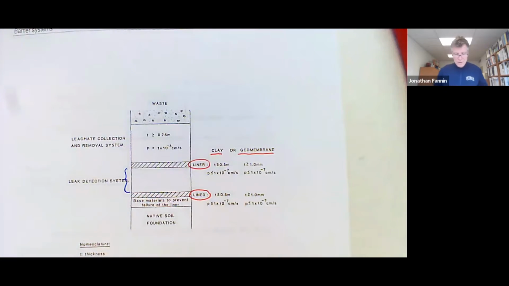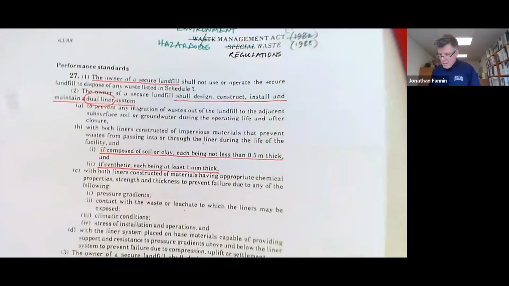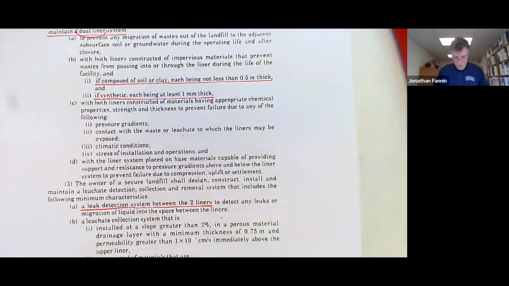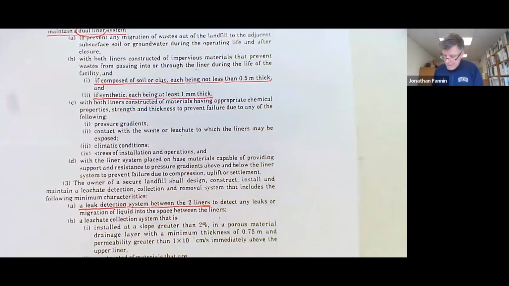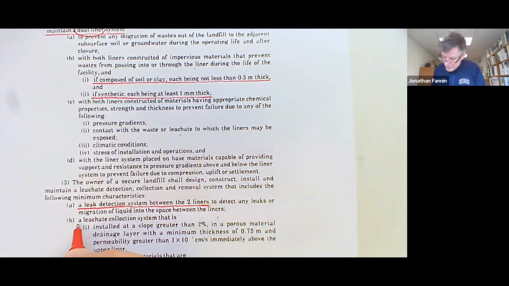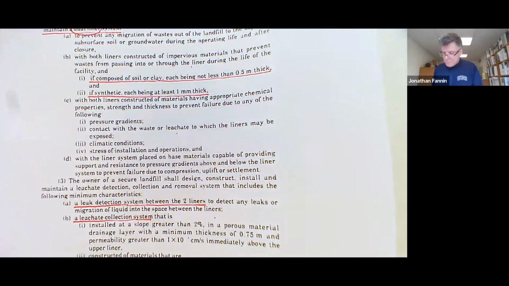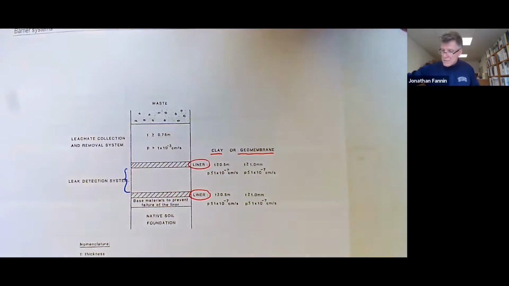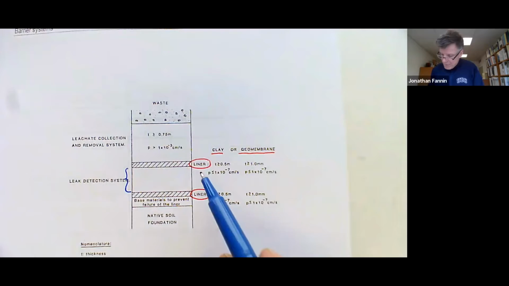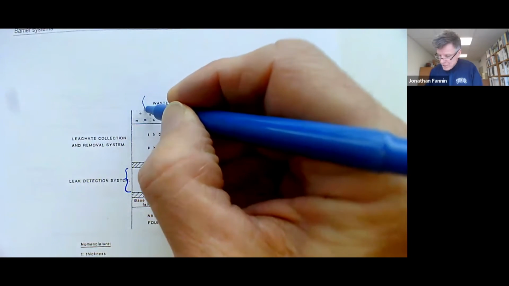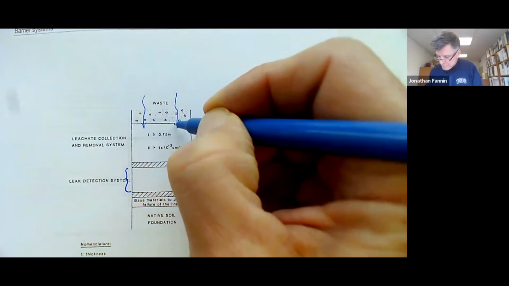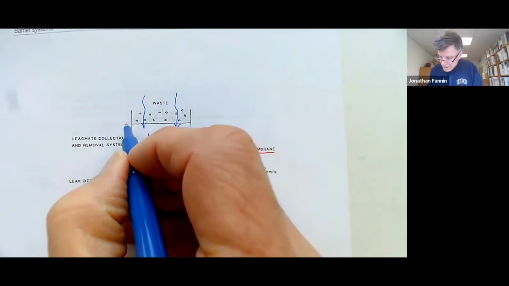Between the two liners. And then finally, the owner and the engineers are directed to have a leachate collection system. And that leachate collection system is above the first liner, because we have leachate coming out of the waste and we want to collect that leachate.